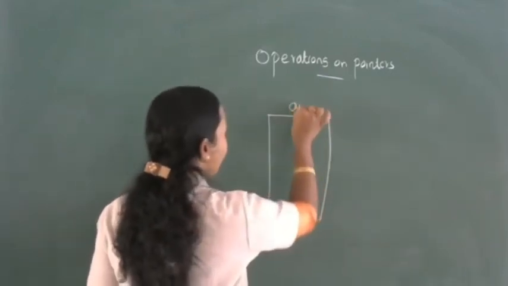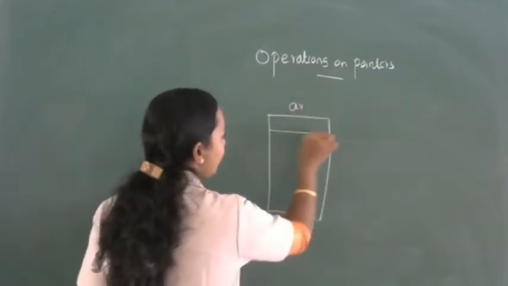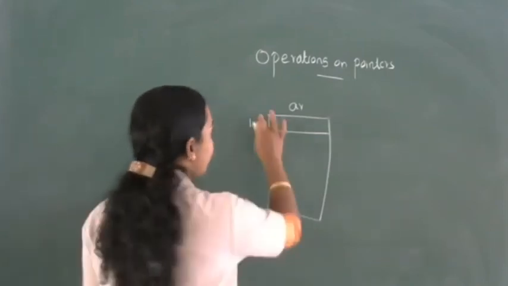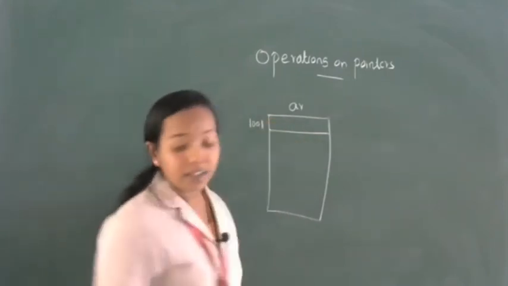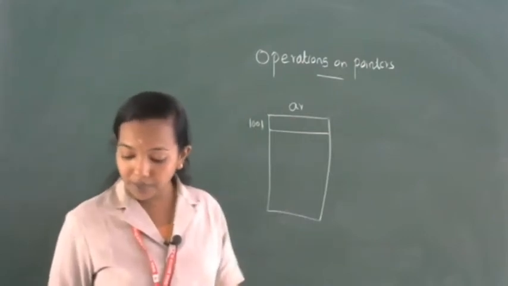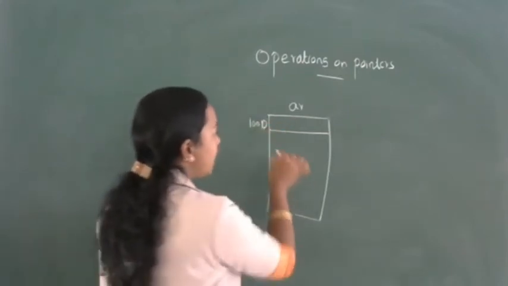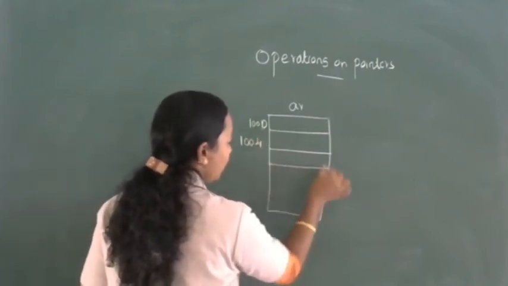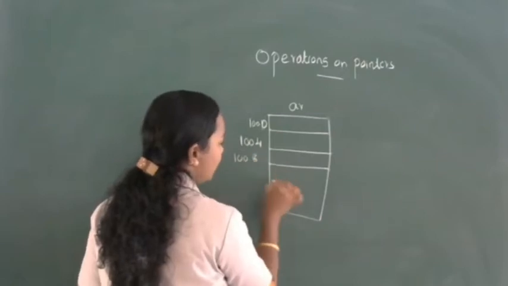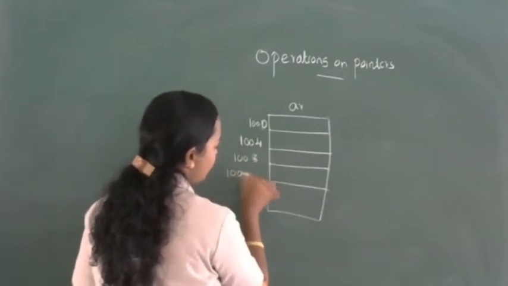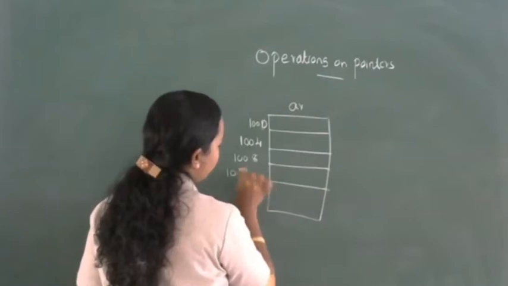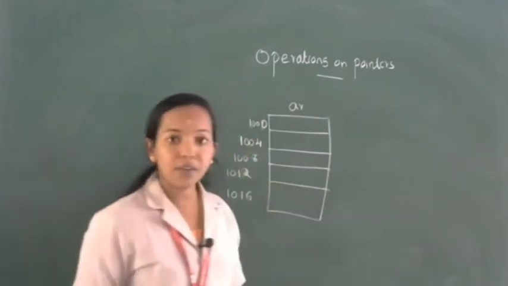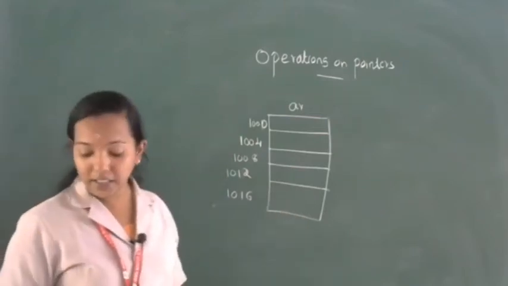The array name is AR. We will start with the first address 1000. The first address is 1000. Then the second address will be 1004, then 1008, then 1012, then 1016, like that. That means this is an integer array.